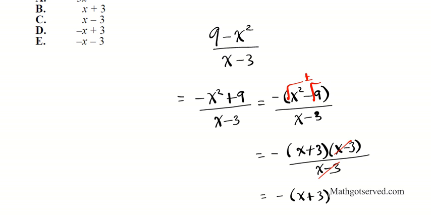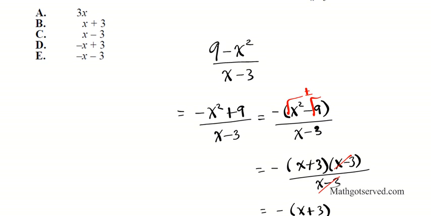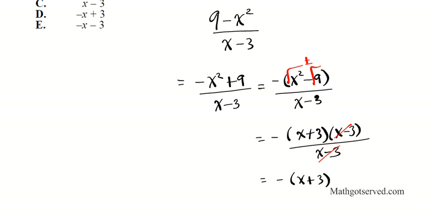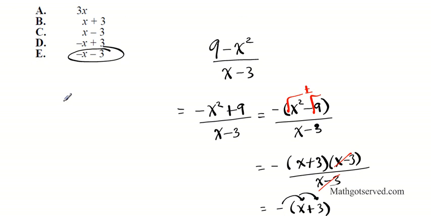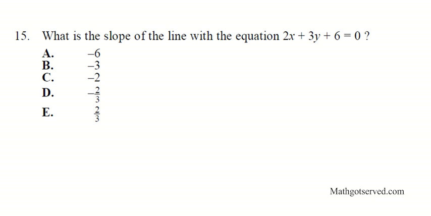Okay? When you look at the options, they're all expanded, right? So we just distribute the negative to x plus 3 to get our final result. So let's go ahead and do that. So distribute a negative to the x and then a negative to the 3. So the answer is going to be negative x minus 3. The answer for number 14 is E. Alright, moving along, question 15.